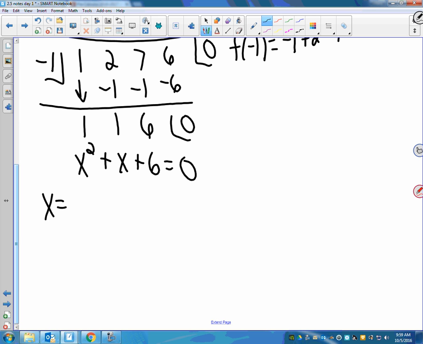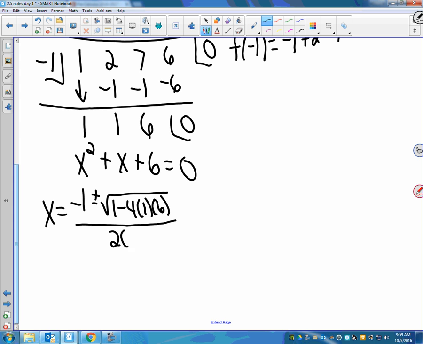So I'm going to get -b plus or minus the square root of b squared minus 4ac all over 2 times 1. This is where it becomes not so nice.